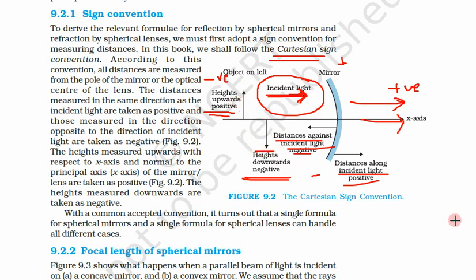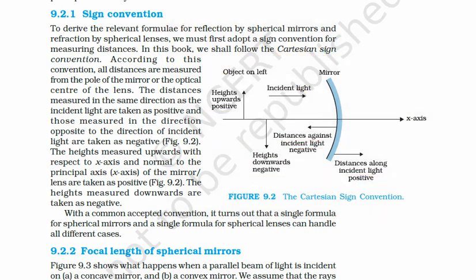So this is our sign convention, and it is very similar to the Cartesian system. Suppose we have a lens instead of this mirror, again this will become the optical center instead of the pole. Somewhere we will have the principal focus, that we are not going to see right now. If this is the incident light, these distances will be considered positive and these distances negative, because these are opposite to the incident light. Heights upward positive, heights downwards negative. So this is our sign convention.